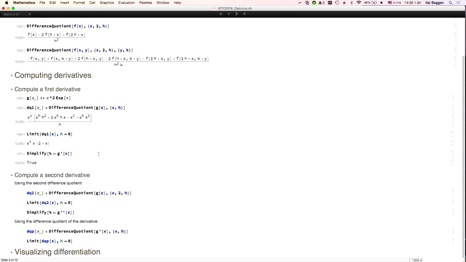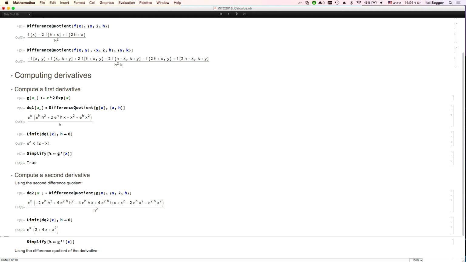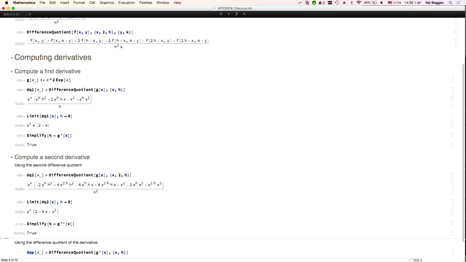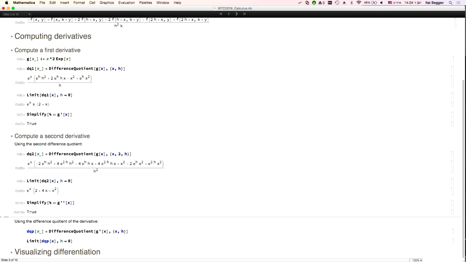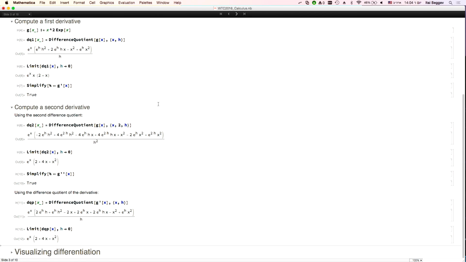One of the cute and somewhat underappreciated facts is that you don't need to compute the first derivative in order to compute the second derivative. If you compute the second difference quotient and take the limit as h goes to 0, assuming it's a nice C2 function, then you end up with the second derivative. Of course, you can also take the difference quotient of the first derivative, that's the direct definition of the second derivative, and the limit as h goes to 0 of that is the second derivative.